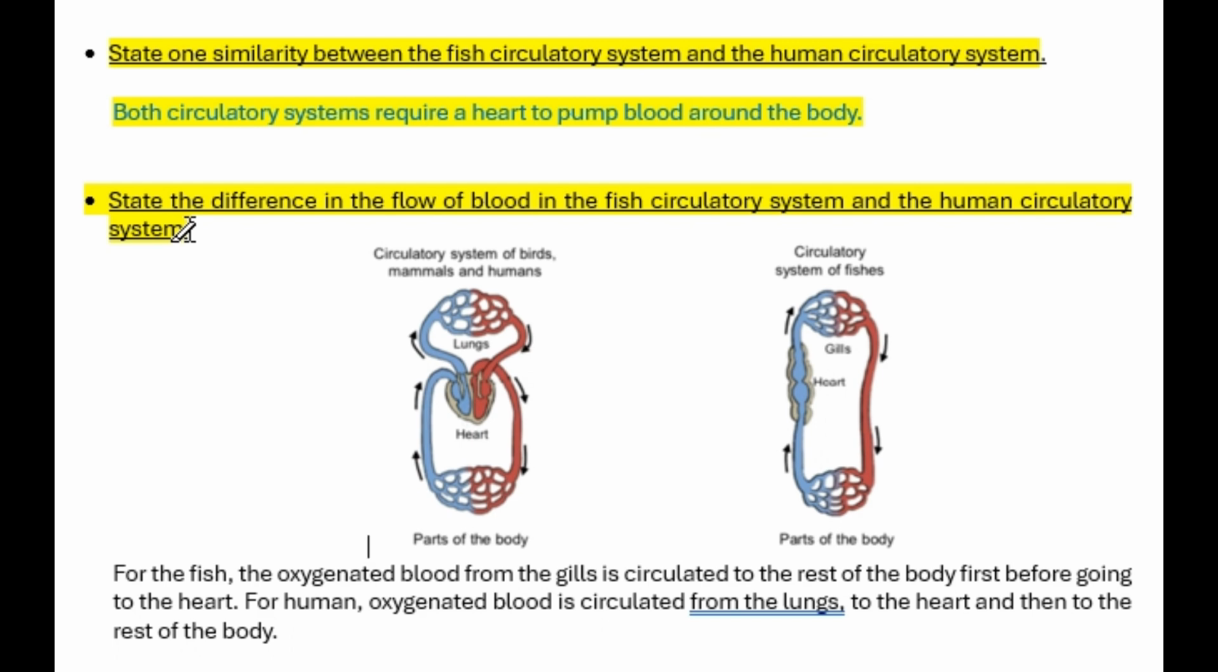For the fish, the oxygenated blood from the gills is circulated to the rest of the body first before going to the heart. For humans, oxygenated blood is circulated from the lungs to the heart and then to the rest of the body.